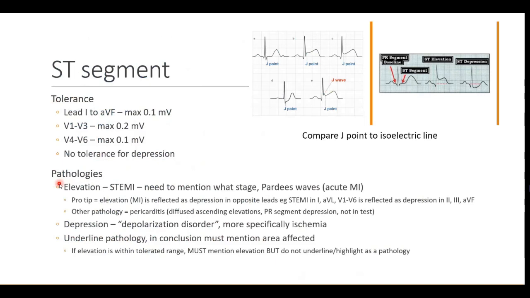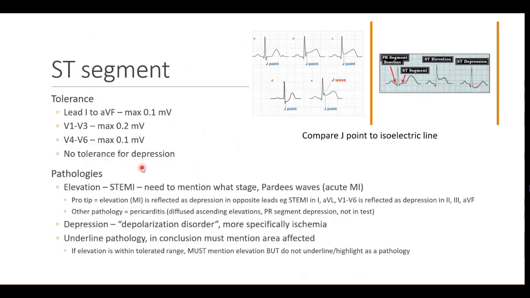Usually for this ECG test, your elevation is limited to a STEMI or a myocardial infarction, and another pathology related to ST elevation is pericarditis, but fortunately, there are no questions related to pericarditis. If you're curious, pericarditis looks like diffused ascending elevations. That means in multiple leads, you have elevation that goes kind of up like this. And there is a PR segment depression, but you don't have to worry about it because it's not on the test.